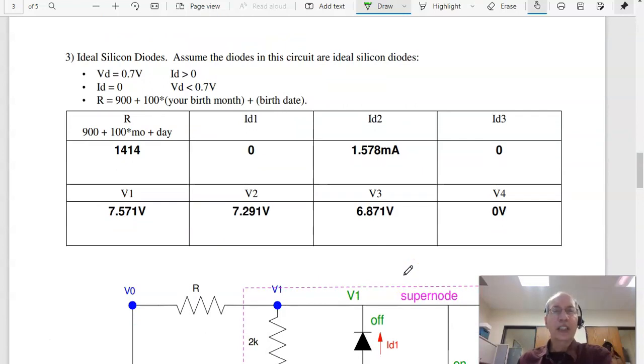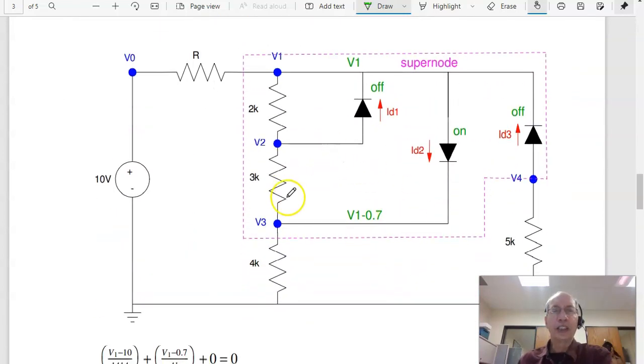Problem 3 looks at an ideal diode. Assuming these are ideal diodes, now find the voltages and currents. The trick with an ideal diode is to figure out which ones are on, which ones are off. If they're off, the current is 0. If they're on, there's a 0.7 volt drop, anode to cathode.